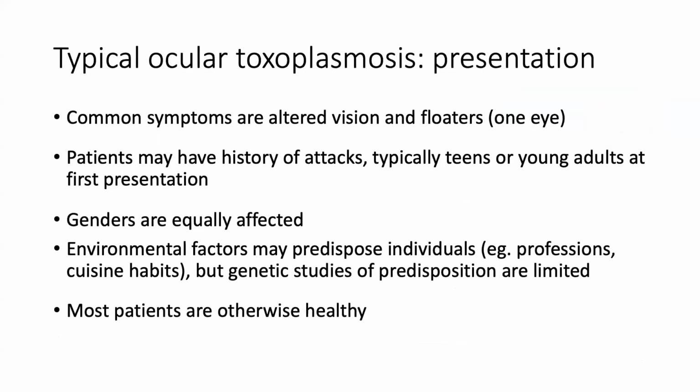Okay, but let's come to our case now and the presentation of typical ocular toxoplasmosis. Just like our patient, the most common symptoms are altered vision and floaters in one eye. So it's exactly what this young man presented with. Patients can have a history of attacks, and they're often in their teens or young adults when they first present. Again, just like our patient.